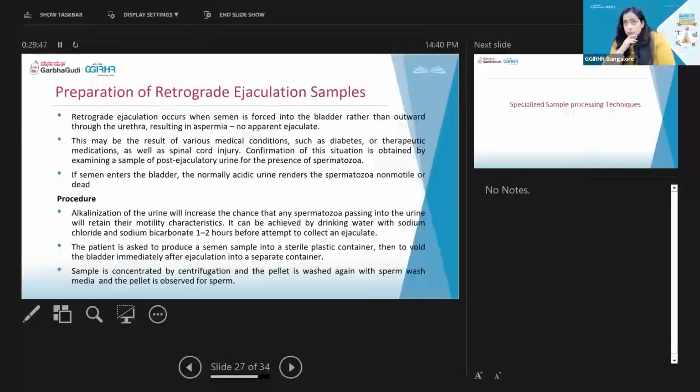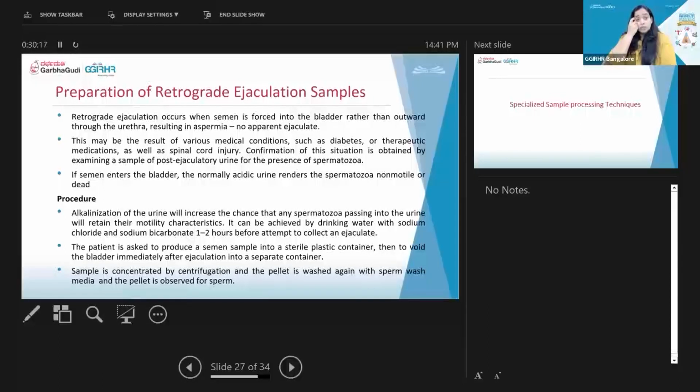Now, in case of retrograde ejaculation, patients cannot produce the semen sample because it will be entering into the urinary bladder. Once it enters the urinary bladder, it will be acidic and the sperm will be non-motile. Such conditions are there in case of patients with diabetes or who have a spinal cord injury.